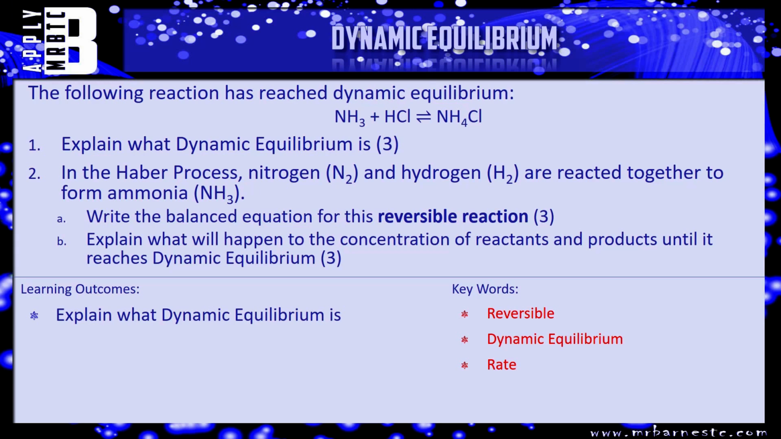So here, think you've just started reacting nitrogen and hydrogen together. What's going to happen to their concentration? What's going to happen to the concentration of ammonia? And then when it reaches dynamic equilibrium, what will happen to the concentrations of both? Pause the video, have a go, we'll see how you've done in a minute.